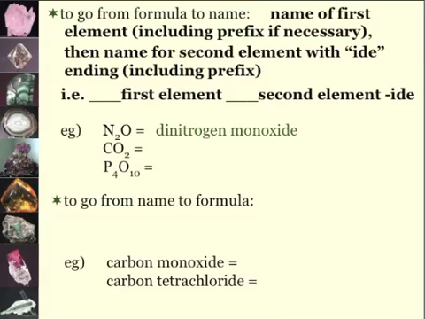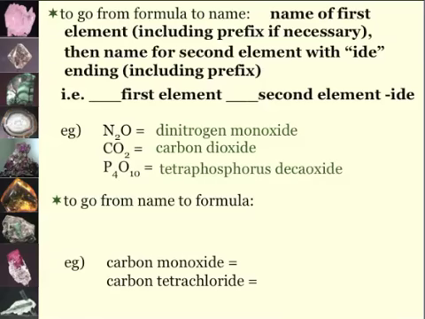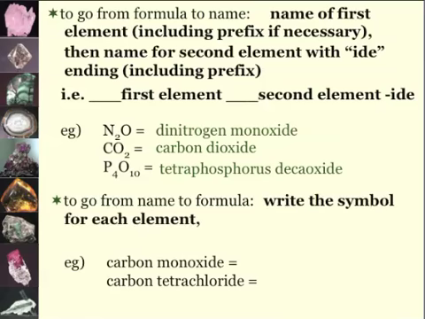Okay? So for instance here we've got dinitrogen monoxide, okay? Indicating that we've got 2 nitrogen atoms and 1 oxygen atom within our formula. Okay? Carbon dioxide. Here we have tetraphosphorus decaoxide, okay? Tetra, 4, deca, 10.